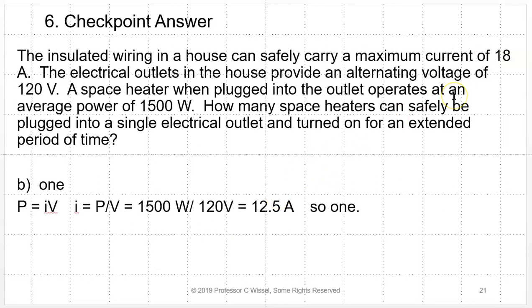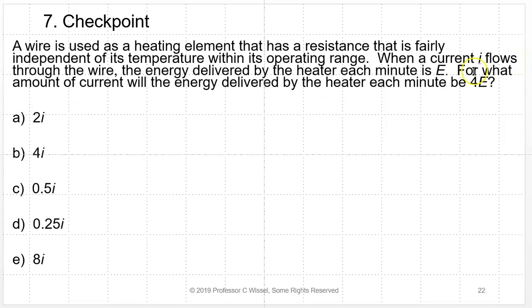So we need to know the current drawn by the space heater. Power equals I times V, so I equals power divided by voltage. 1500 watts divided by 120 volts is 12.5 amps. If you try to plug 2 in there, you'd be drawing 25 amps, and that would either start a fire or, if you were lucky, it would blow out the fuse or the circuit breaker.